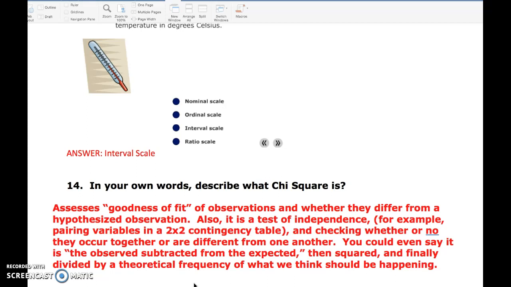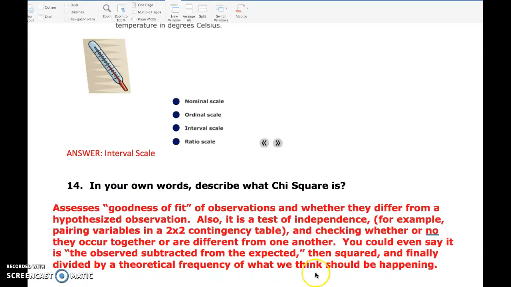But it's goodness of fit of observations, whether they differ from a hypothesized observation. Also, it's a test of independence, for example, pairing variables in a 2x2 contingency table, checking whether or not they occur together or are different from one another. You can even say it is the observed subtracted from the expected, then squared, and finally divided by theoretical frequency, what we think should be happening.